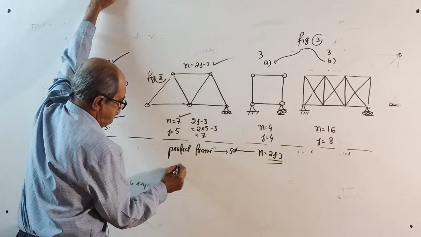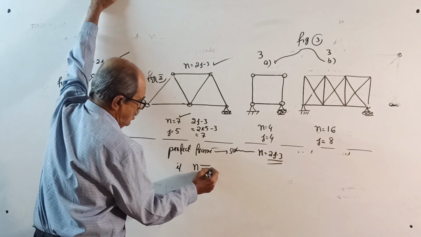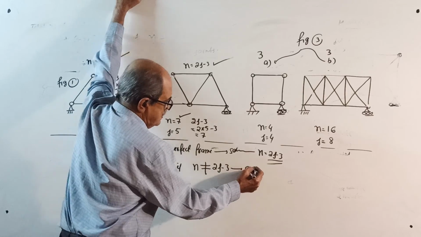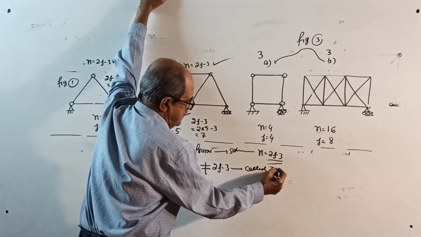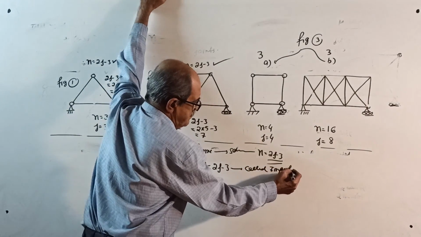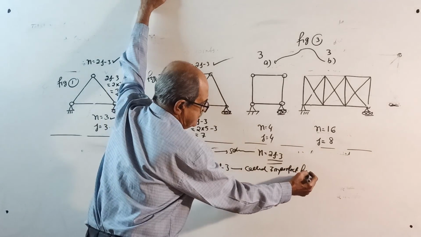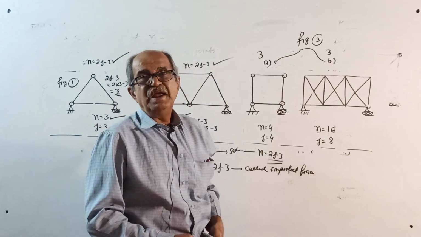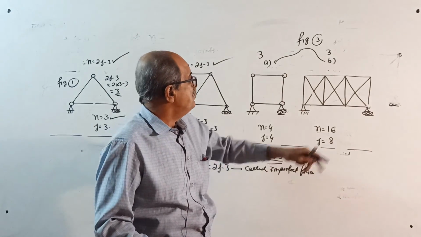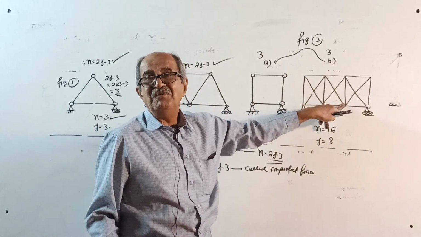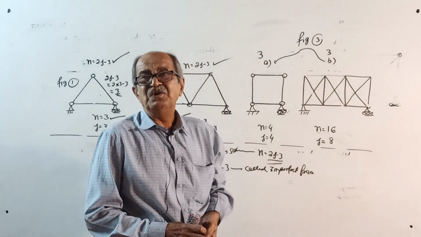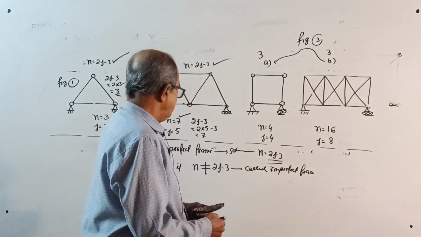Whereas if n is not equal to 2j minus 3, it is called an imperfect frame. But somehow, see, this is imperfect, but I don't like to use it because it is very stable and strong. But what to do? Compared to basic, it is an imperfect frame.